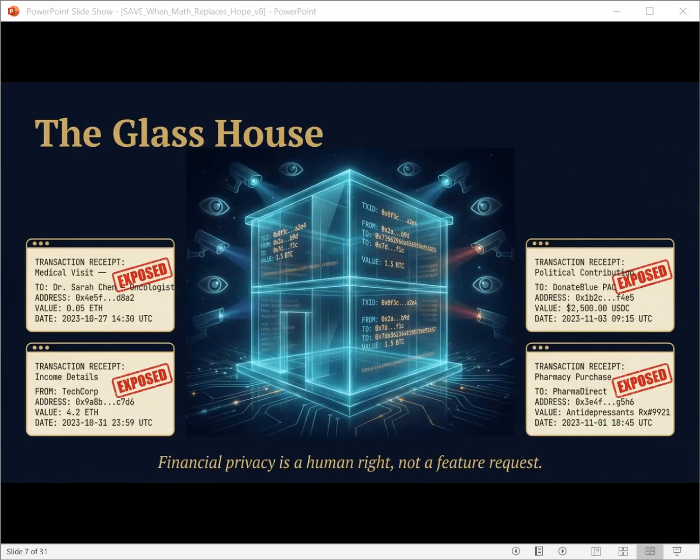Financial privacy is not a luxury feature for criminals. It is a fundamental human right that the current financial system has quietly abolished.